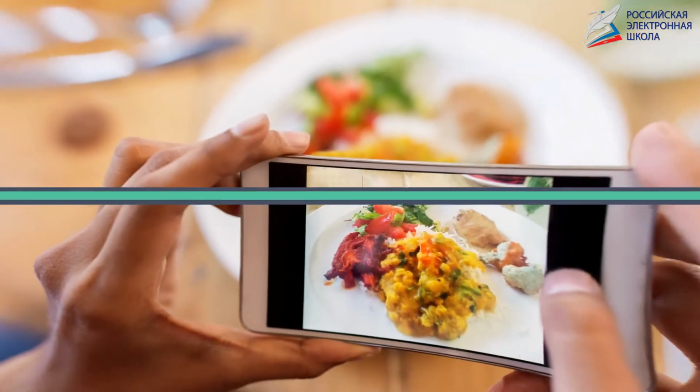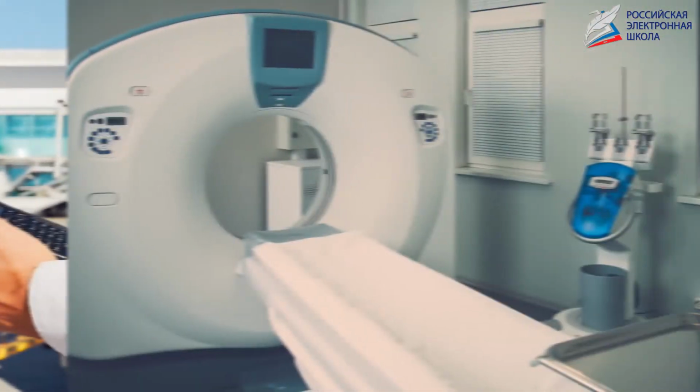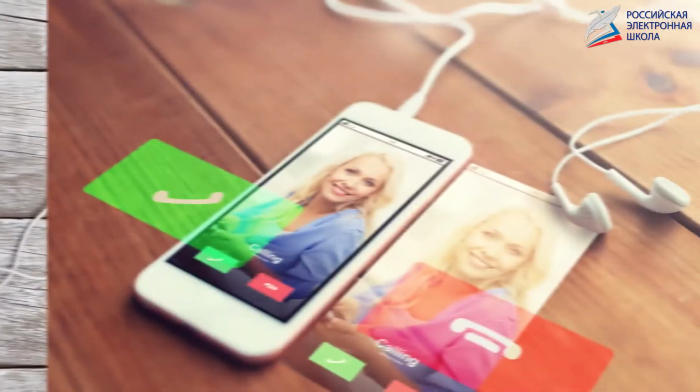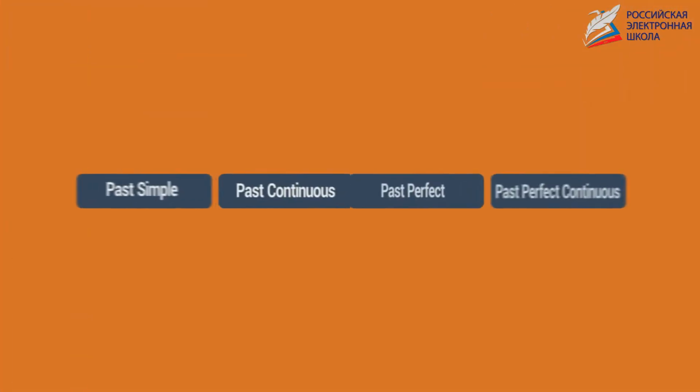We live in the era of technology. Fast cars, trains, planes, medical equipment, smartphones, security systems make our life easier and safer. But how did it all begin?